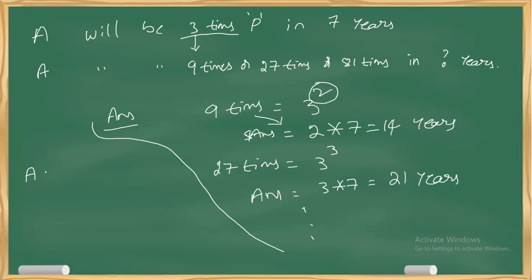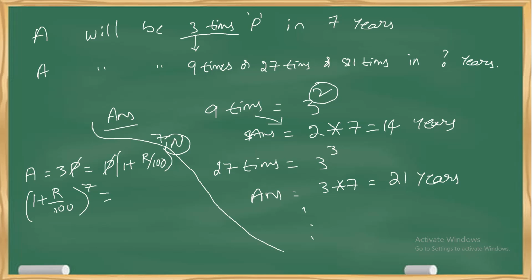So amount is equal to 3P. And what is the formula for amount? P into (1 plus r by 100) whole power n. So P cancels. So (1 plus r by 100) whole power, in the place of n they have already given 7 years. So I will take 7 directly here. So (1 plus r by 100) power 7 is equal to 3. So this is the first equation I get initially.